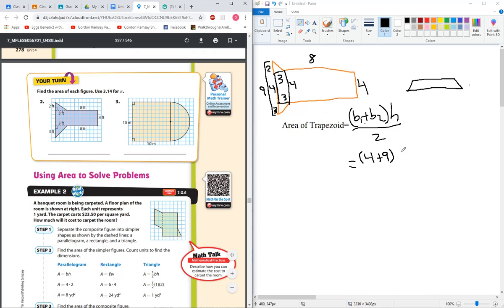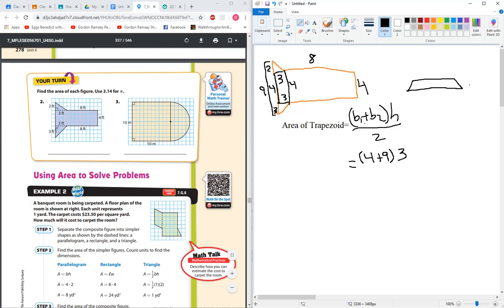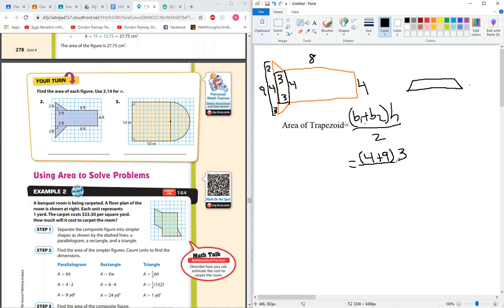That means that our height is 3. This is pulling in from all your past. So if ever you're wondering what a height should be, it will always be a 90-degree angle from your base. It doesn't matter which base, pick a base, as long as it's 90-degree angles from it. And then divided by 2.